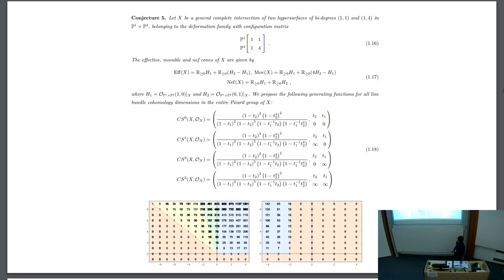Moreover, there seem to be even simpler objects, like generating functions, which encode all the cohomology data of line bundles on given manifolds, on examples of manifolds. This is not a general result. It's just looking at different examples. We noticed that this is the case.